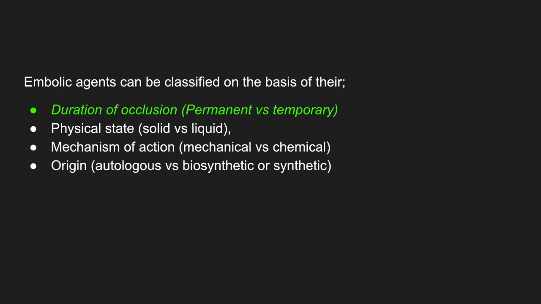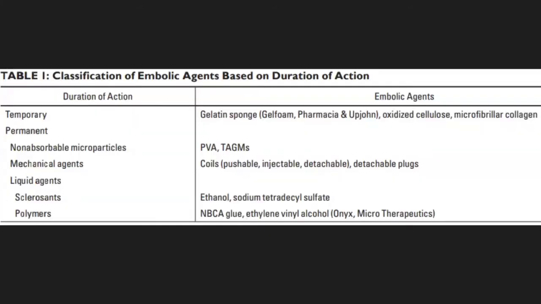They can be classified by physical state, like solid versus liquid. They can be classified by mechanism of action, mechanical or chemical. They can be classified by origin: autologous, biosynthetic, or synthetic. And most importantly, embolic agents can be classified by duration of occlusion, which is the one we use most. This category is divided into permanent and temporary embolic materials. You can see here a table with the classification of agents based on duration of action.